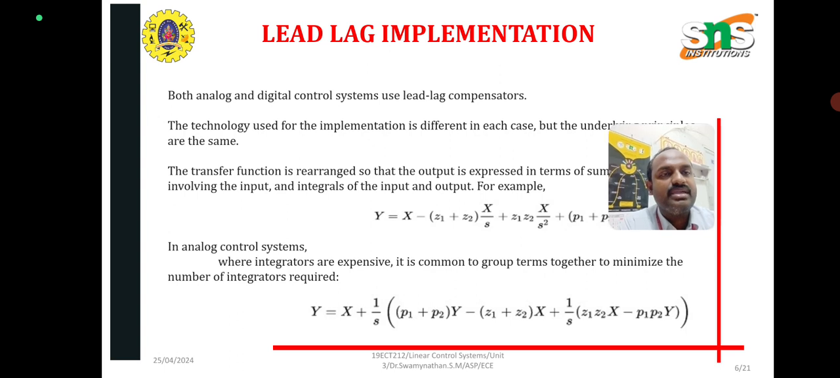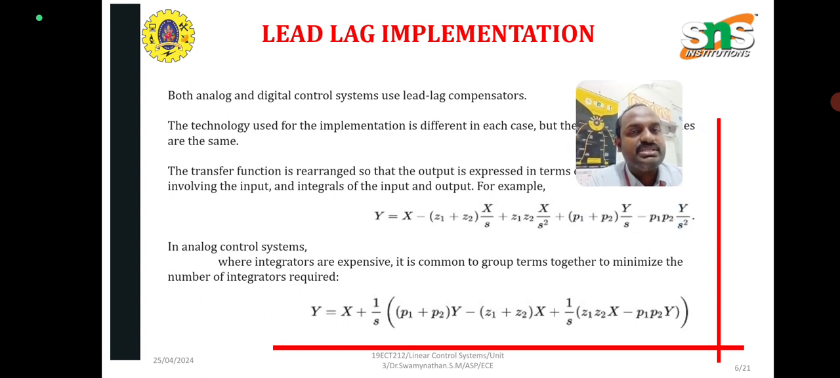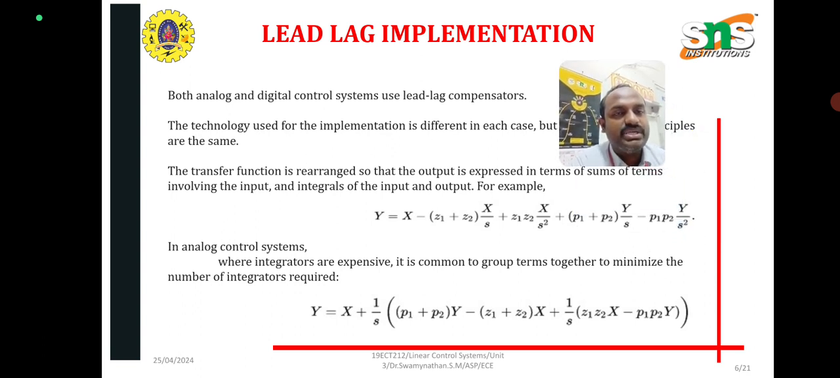Now lead lag implementation: both analog and digital control systems use the lead lag compensator. The technique for each case is applied the same way. So look at this: y is equal to x minus z1 plus z2 x by s, and z1 z2 x by s squared, plus p1 plus p2 y by s and p1 p2 y by s, in an analog control system. In the analog control system, y is equal to x plus 1 by s, p1, p2, y, and z1 is set to x, so plus or minus comes vice versa.